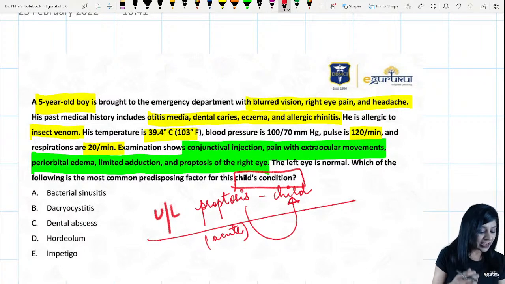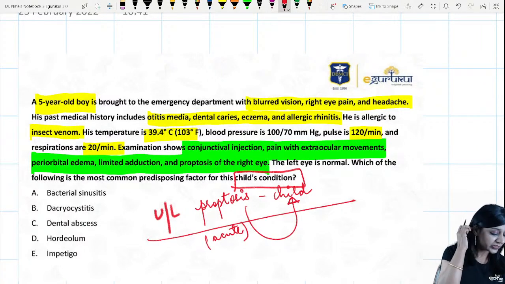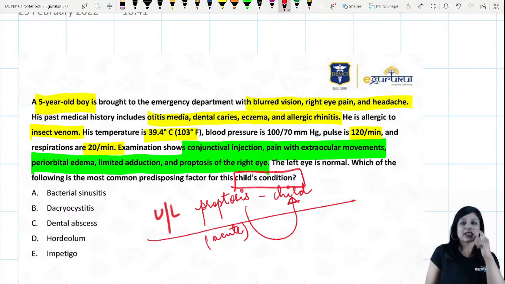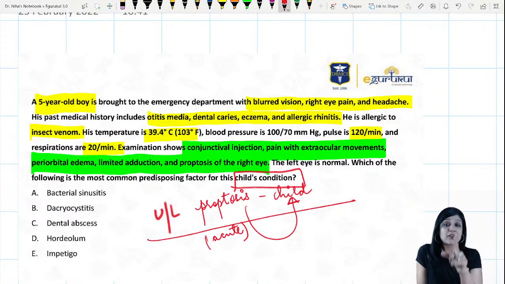So, yes, Avinash, Harsimran, Chandrasekhar, can you tell me? I don't want the answer, guys. Right now I do not want the answer. What I want is, what is the most common cause of unilateral proptosis in a child?